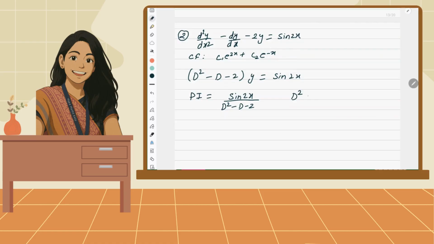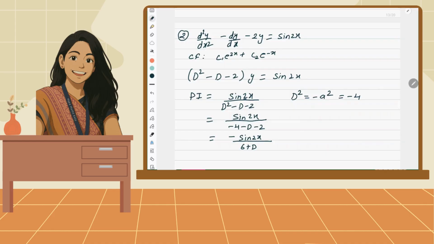And in this I should put D square is equal to minus a square. A is 2, so minus 4. So substitute it. Sine 2x upon minus 4 minus D minus 2. Correct? So I'll get here sine 2x upon minus 6 minus D. So I am putting minus here and 6 plus D, just because I don't want to handle the negative sign in the denominator.